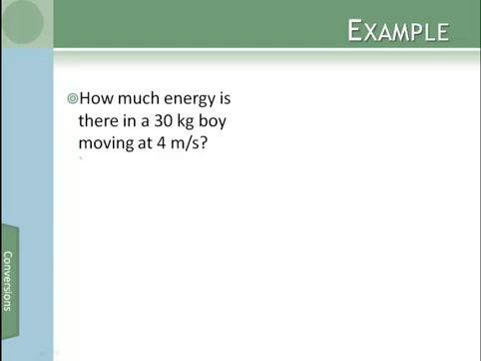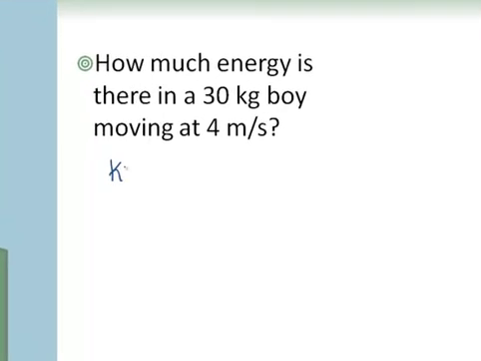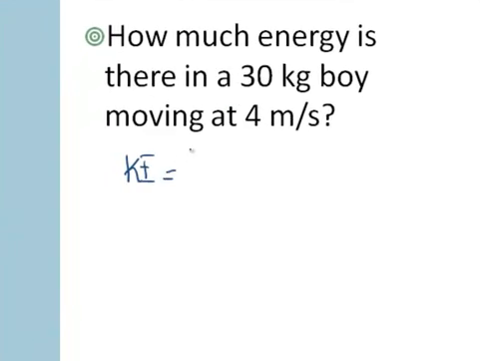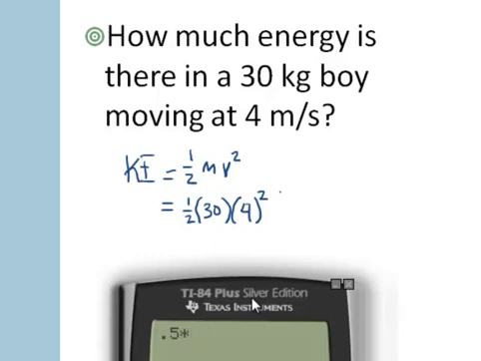So to make this calculation, let's use the formula. Kinetic energy is equal to 1/2 times the mass times the velocity squared. So if we start to plug in some numbers, a mass of 30 kilograms, that's the standard unit of mass, and meters per second is the standard unit of velocity. That's squared. So 1/2 times 30 times 4 times 4. I get 240 joules.